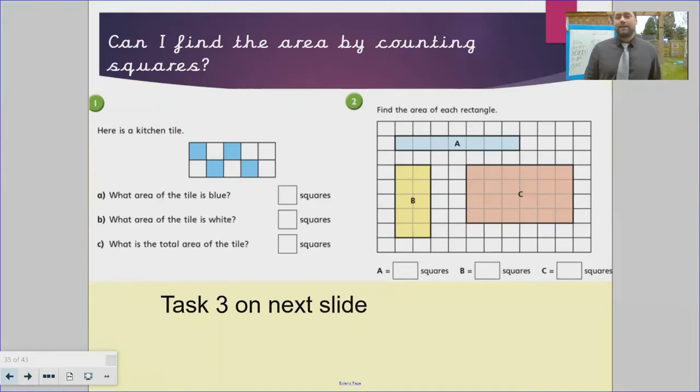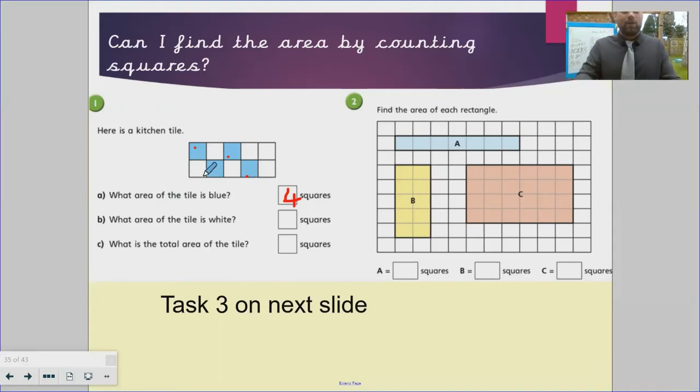Okay, welcome back to the answers. So for question 1, it says what area of the tile is blue? So this tile here, how many squares are actually blue? We got 1, 2, 3, 4. So it's 4 squares. You can use cubes to help you with this, or other objects, Lego bricks at home. If you've got that, you could put them together and see.